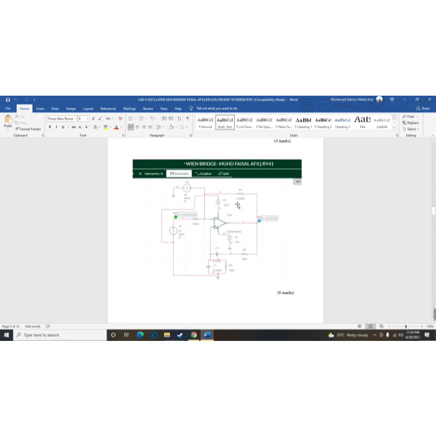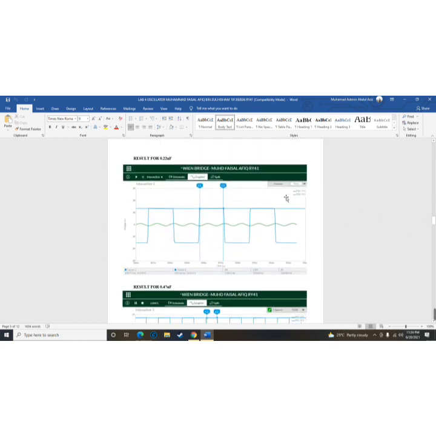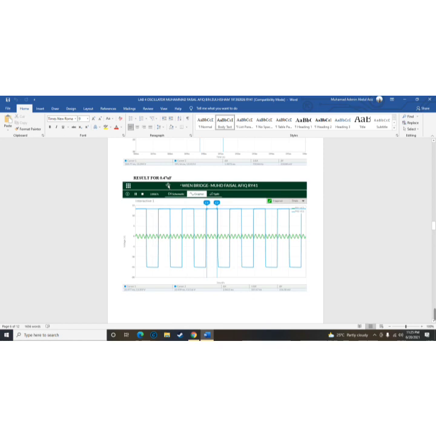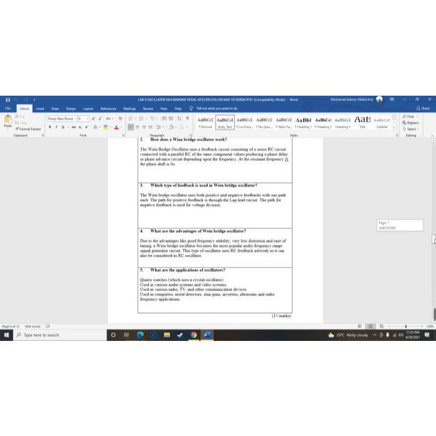Okay, this is the circuit that I have created for the Wien bridge for 0.22 microfarad, and this is the result. You can see the value does not go far, just near and close. And I saw the result for 0.47 microfarad. This is the question and the answer.